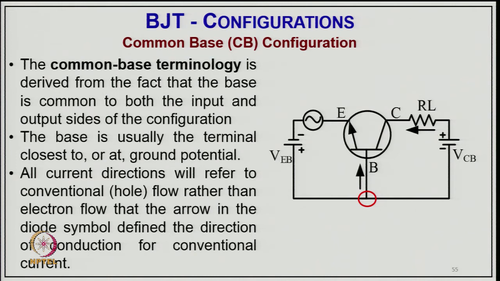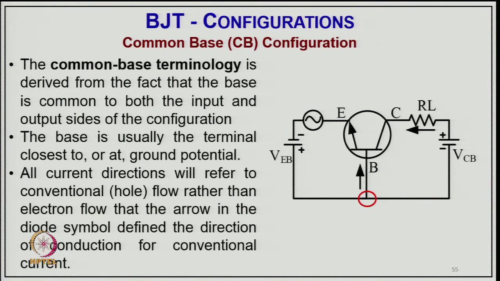So this is the first configuration, the common base configuration. Common base configuration means the base terminal is common, and the terminology is derived from the fact that the base is common to both the input and output side of the configuration. The base is usually the terminal closest to ground potential, and all the current directions will refer to conventional hole flow rather than electron flow, that is, the arrow in the diode symbol is defined by the direction of conduction for the conventional flow. As you can see, this arrow is the typical representation of this circuit.